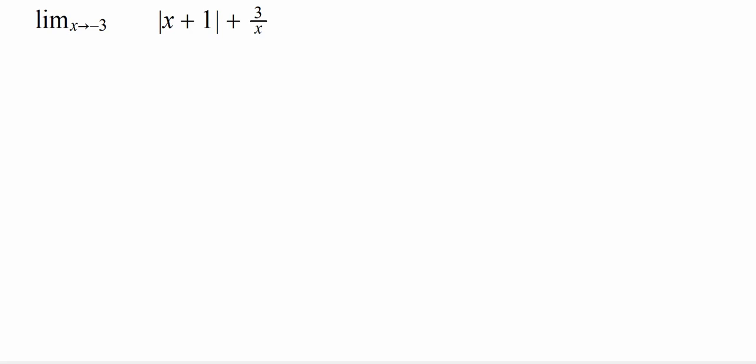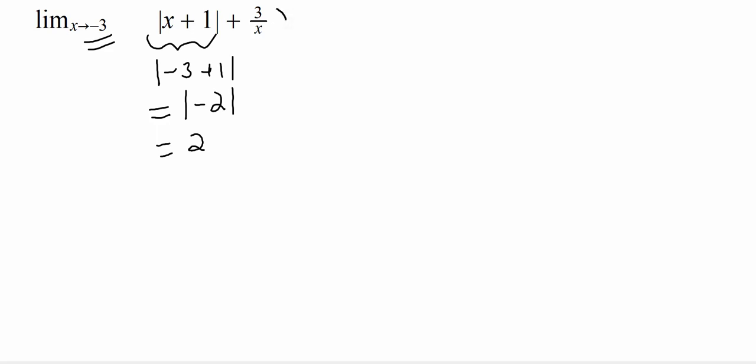So say we are calculating the limit of this expression at -3. So here you can see the limit would be the absolute value of -3 plus 1. That is going to be the absolute value of -2, that is 2.